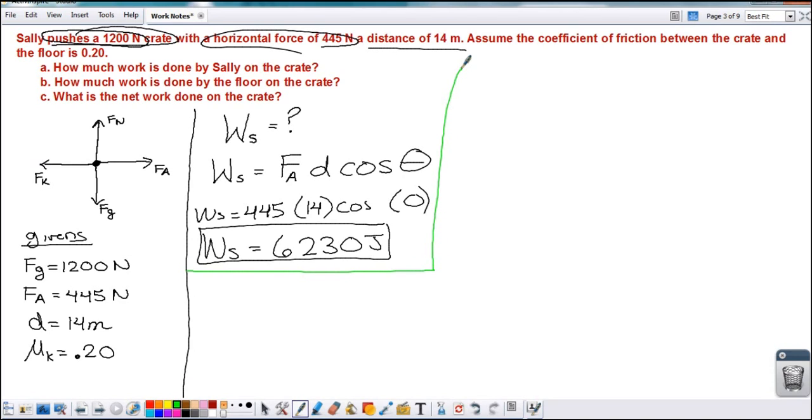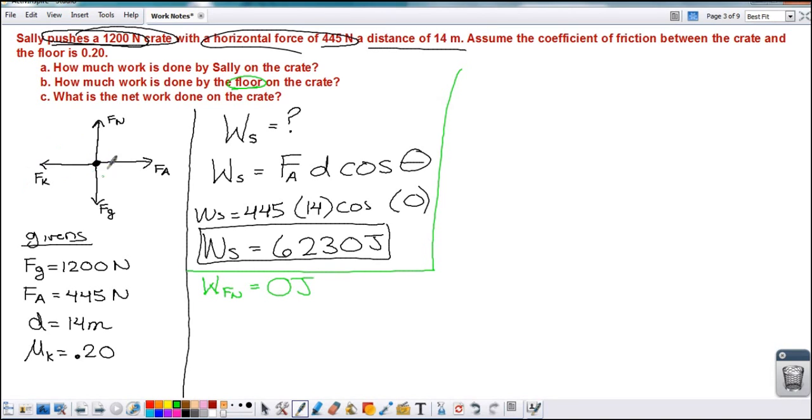Now, part B says how much work is done by the floor. Well, the floor is the surface. The surface is applying the normal force and the force of kinetic friction. So we're going to need to find both of those. Luckily, the work done by the normal force is easy. Because if we look, the normal force is going up, the box is going to the right. Those are perpendicular to each other. The cosine of 90 is 0. Also, in the last video, we learned anytime the force and the direction of movement are perpendicular, the work done is 0. So there's no work done by the normal force.